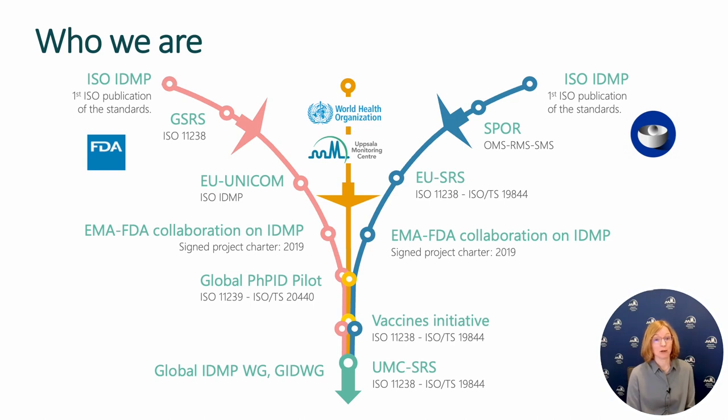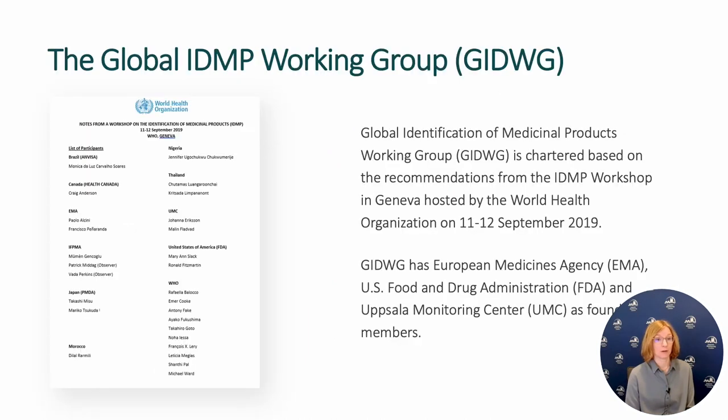EMA and FDA also kicked off a formal collaboration on IDMP in 2019, and FDA collaborated with UMC on a first pilot for PHP ID in 2021, which eventually led to the formation of the Global IDMP Working Group. So the Global IDMP Working Group was organized and chartered, following several recommendations from a meeting in 2019 in Geneva about IDMP implementation. The initial charter members include the EMA, US FDA, and UMC. And nowadays, additional members have also joined, such as Swissmedic, Health Canada, ANVISA, the INN group within WHO, as well as IFPMA, representing the industry.